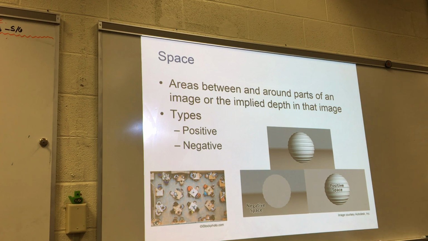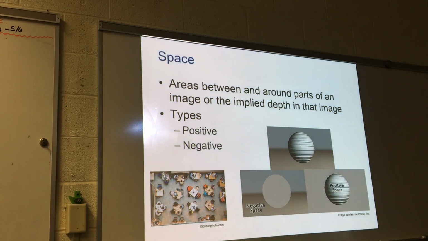So space is the area that both an object occupies and the area that it doesn't occupy. We say that the positive space is your point of focus. If you look here, this sphere with the lines on it is a positive space, and the part behind it is a negative space. In this picture of the cafeteria, the tables and the chairs are your positive space. The area around them is a negative space.